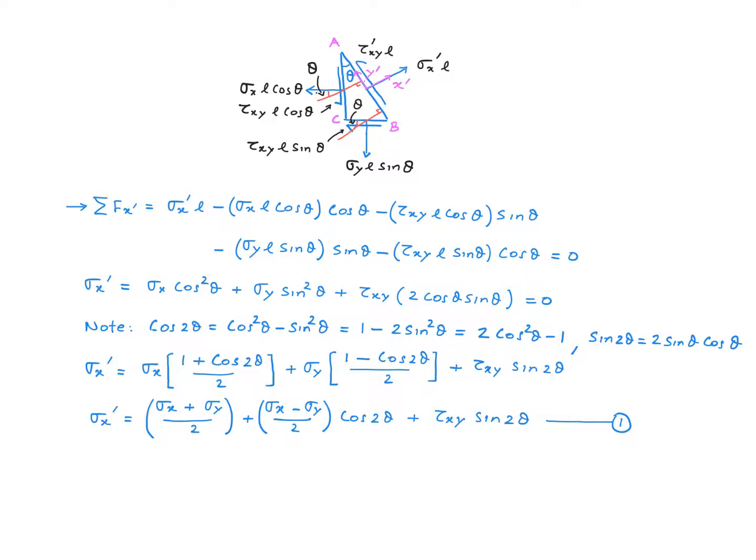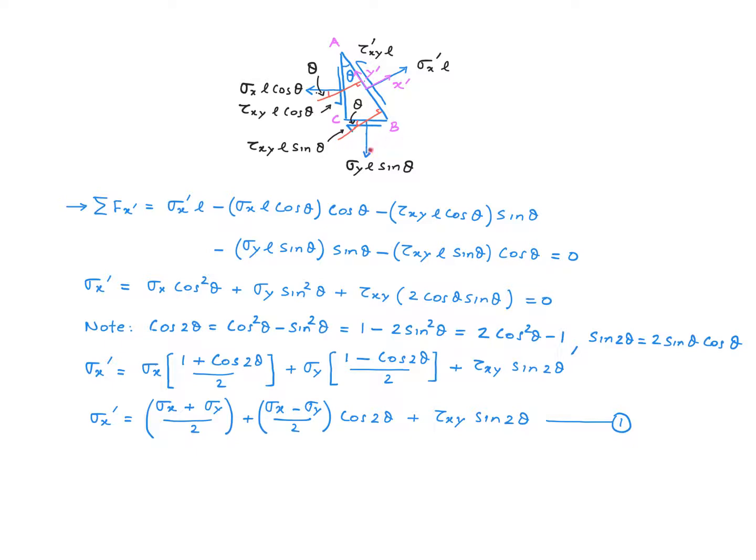Alright, so that's the first one, summing up the forces in the x prime axis. So we have sigma x prime times l acting in the positive x prime axis. Then there's sigma x times l times cosine theta resolved in this direction. So we need to multiply that by another cosine theta to do that. And that will be a force acting in the negative x prime axis. Then we take this force due to the shear stress, which is tau xy times l cosine theta, and resolve that in the same direction. So we need to multiply that by sine theta. That is also going to be in the negative x prime axis.